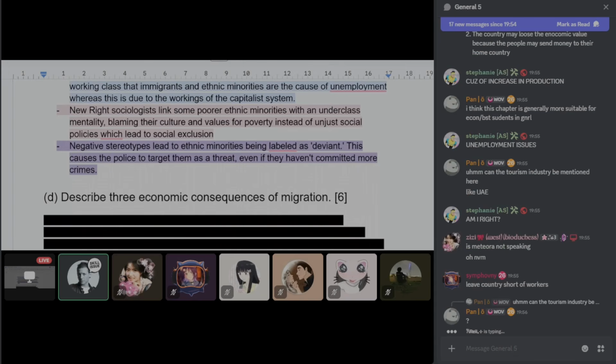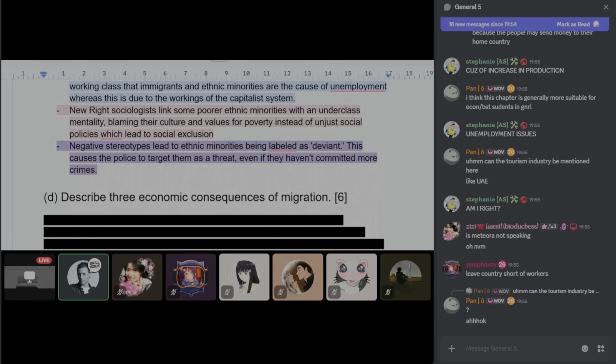Leave country short of workers. Tourism industry. Oh, I don't think so, really. Because people don't move there for tourism, they move there for jobs or issues in their home country. So their main focus is not usually on tourism necessarily in that country.